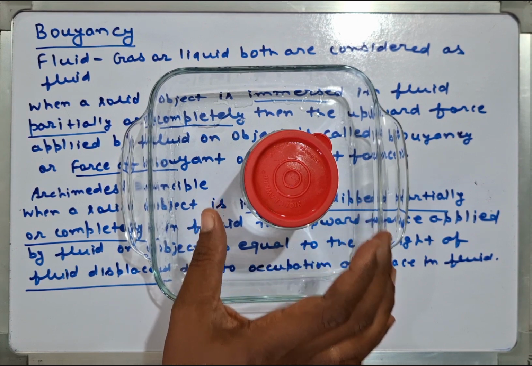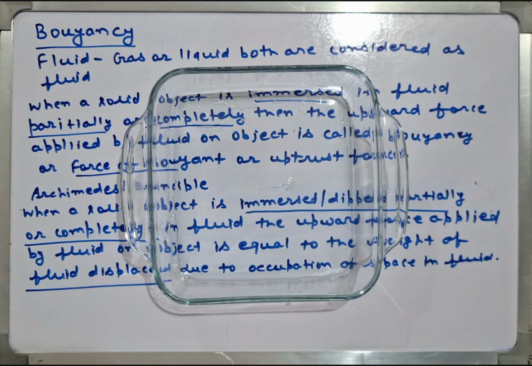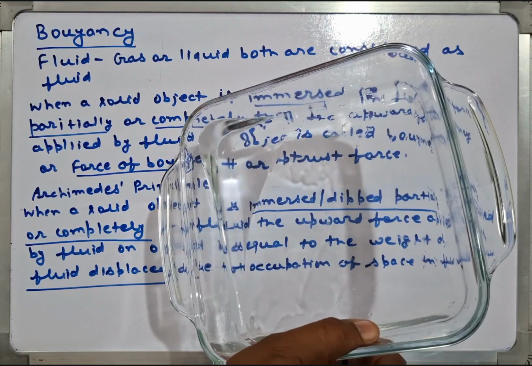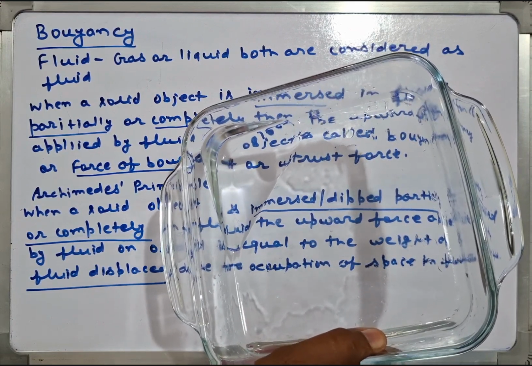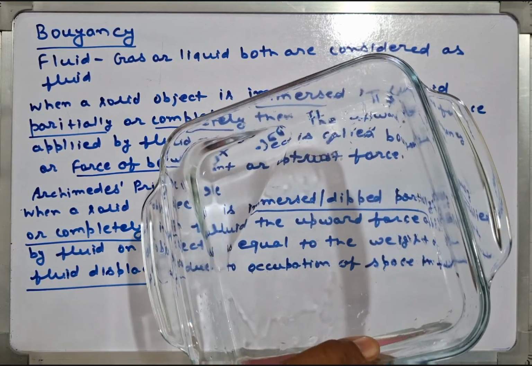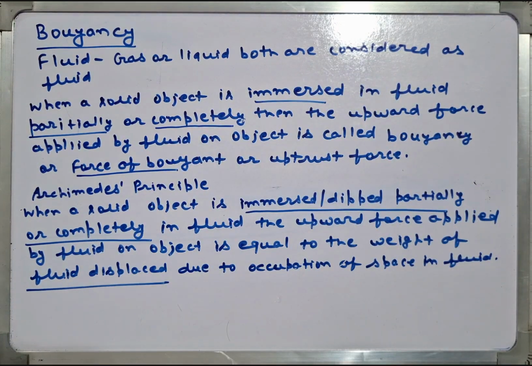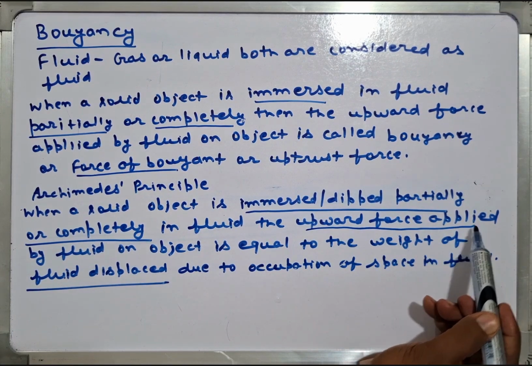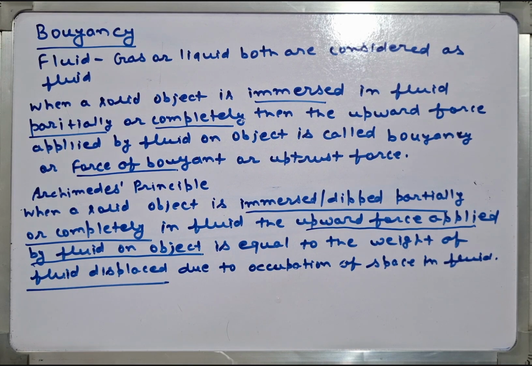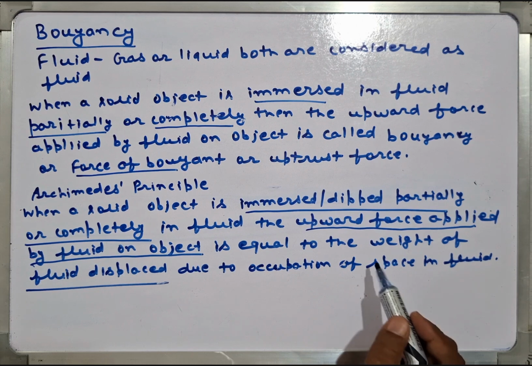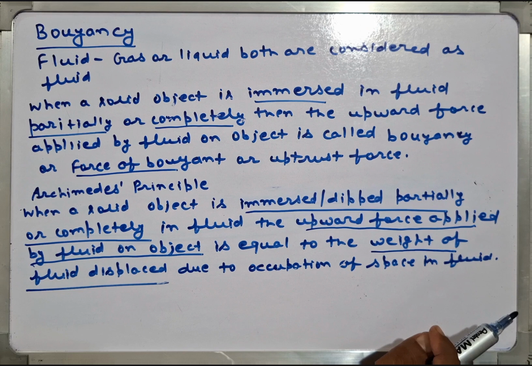Now you know the amount of water that comes out from the glass. When you wet this, then you will get the upward force applied by the liquid on the object. So this is the Archimedes principle. Next we will see relative density, define density, and solve one numerical problem. Then the concept of weight of fluid displaced will be clear to you.